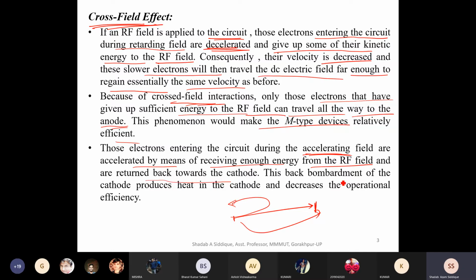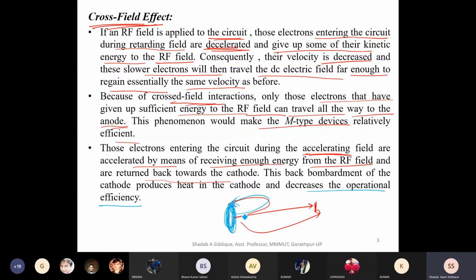This back bombardment of the cathode produces heat in the cathode. When the electron comes in the backward direction, it releases its energy as heat in the cathode and decreases the operational efficiency. So this is not our requirement.